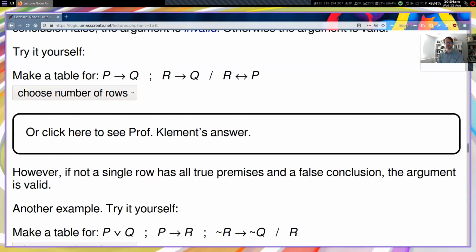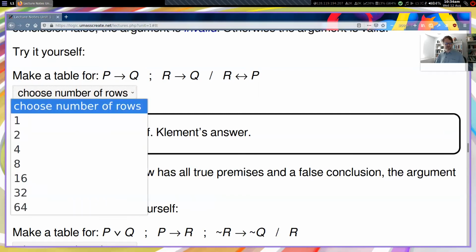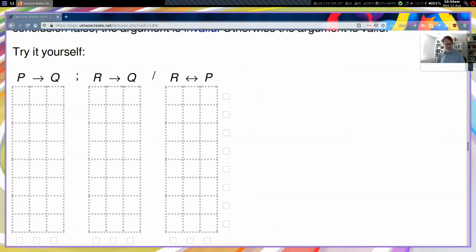To do a truth table for this, we're going to count how many different letters there are in the entire argument. When we count, we don't count how many letters there are in each statement. We count how many different letters there are in the entire argument. In the entire argument, there are 3 different letters, P, Q, and R. That'll tell us how many rows we need. Remember, when there are 3 different letters, we need 8 rows. So I'm going to count 8 rows here.